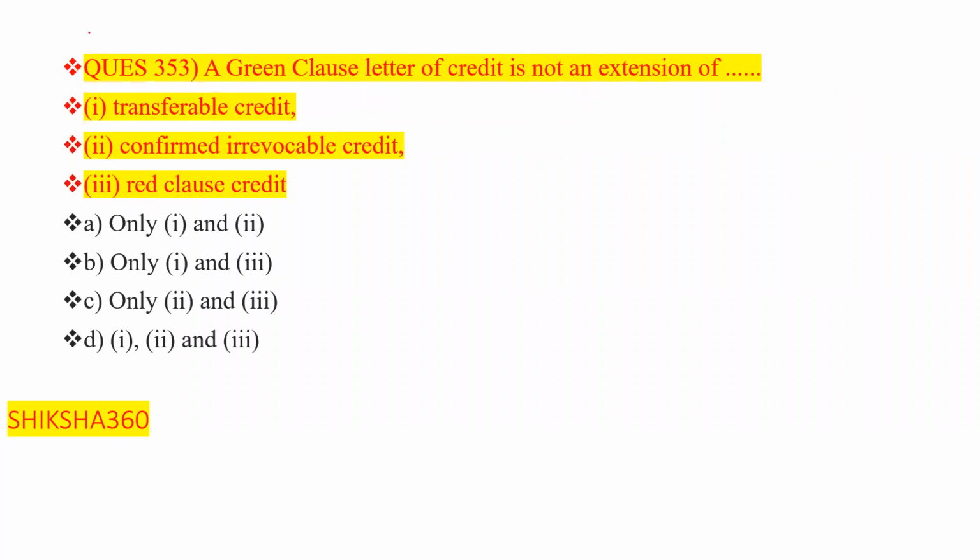Now move to the next question, question number 353. A green clause letter of credit, basically it is not an extension of: first one is transferable credit, second one is confirmed irrevocable credit, third one is red clause credit.